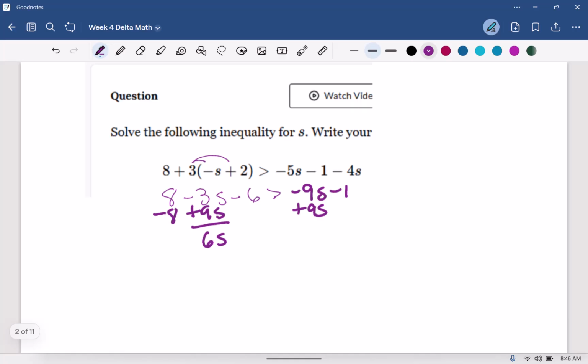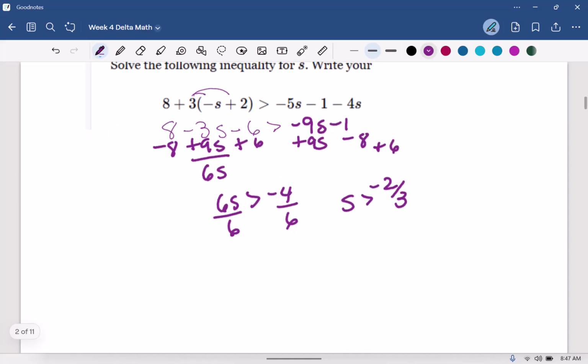Oh man, I could have combined those like terms. Minus 8 is fine. Plus 6 plus 6. So that 6s is greater than -1 minus 8 is -10. Plus 6 is -4. Divide by 6. So s is greater than -2/3. Remember that if you divide by negative, you do have to flip your sign.